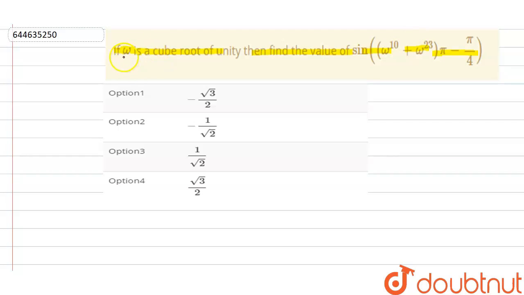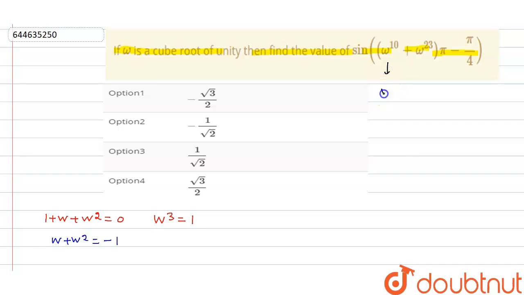Now, if omega is a cube root of unity, then we can say that 1 plus omega plus omega square is equal to 0, and we can say omega cube is equal to 1. Now if we further solve this, omega plus omega square is equal to minus of 1.